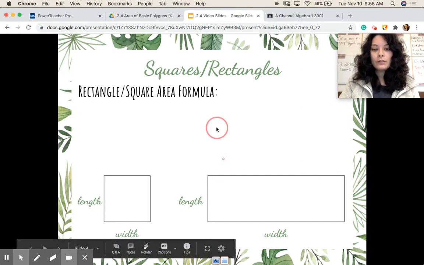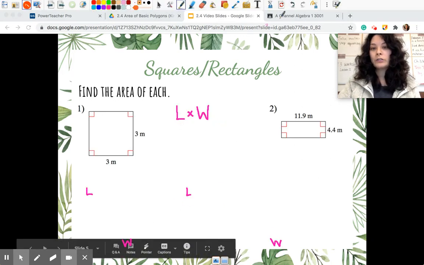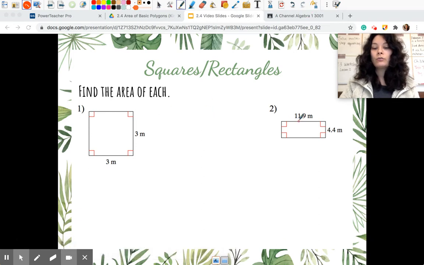Let's do a few examples where we find the area of some squares and rectangles. I'll guide you through a couple of them, and then I will go to the next slide, pause the video, try them on your own, and then we'll go over the answers.